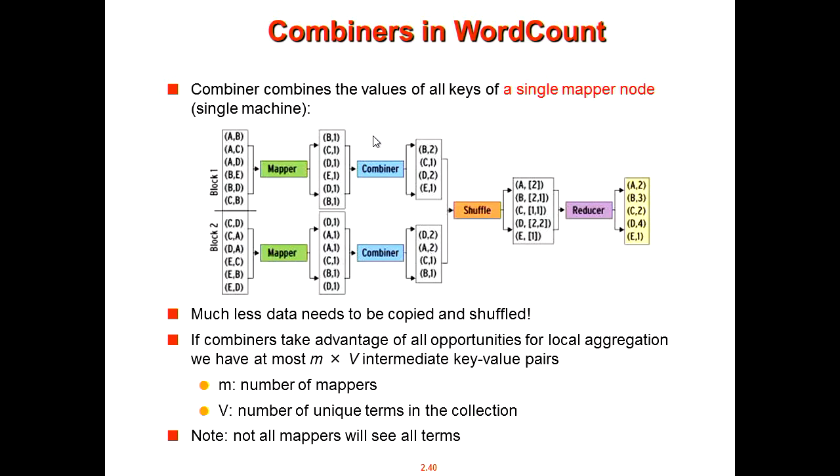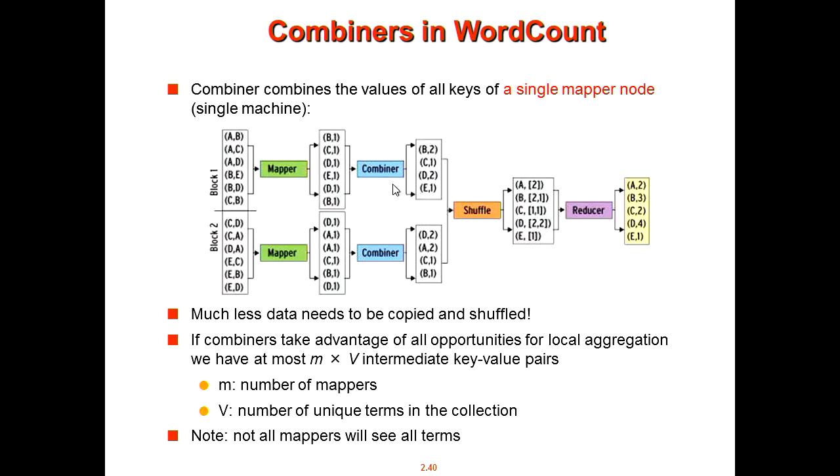Without the combiner, we just assume that the combiner is not here. Then shuffle and sort works directly on these key value pairs, these terms and ones, right? We can see that many key value pairs need to be dealt with in this shuffle and sort phase.